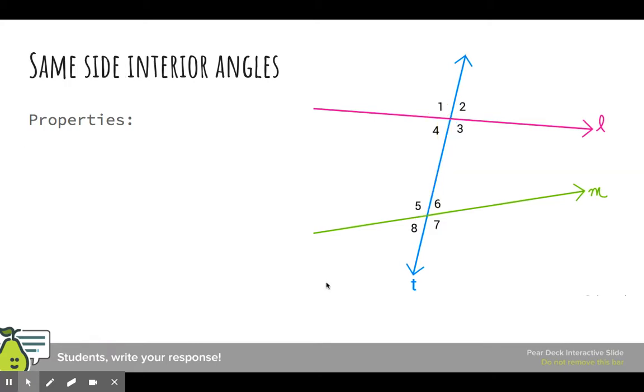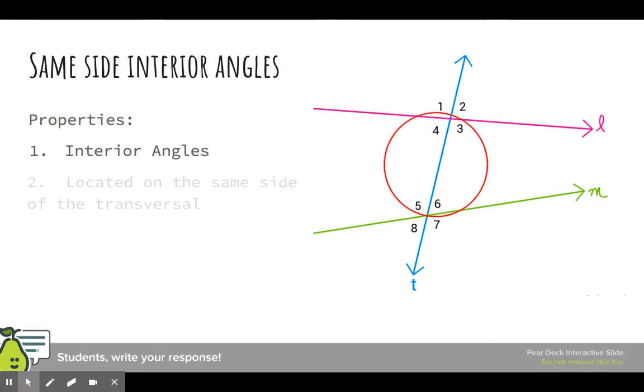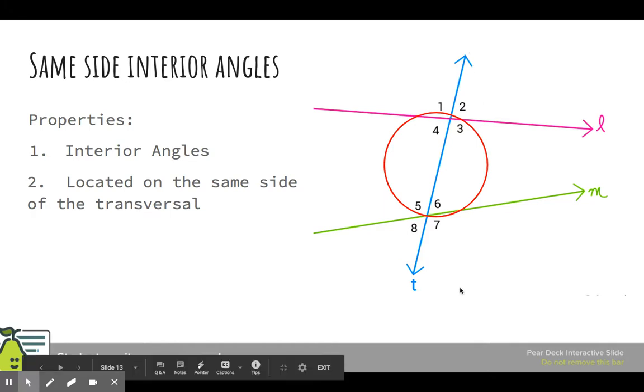Okay, the next angles we're going to talk about are called same side. With those we have same side interior and same side exterior. So let's define the interior ones first. Same side interior angles. We know they're going to be interior, right? So they have to be in between the two lines. Now, same side means they are located on the same side of the transversal, the blue line. So either on the right or on the left.